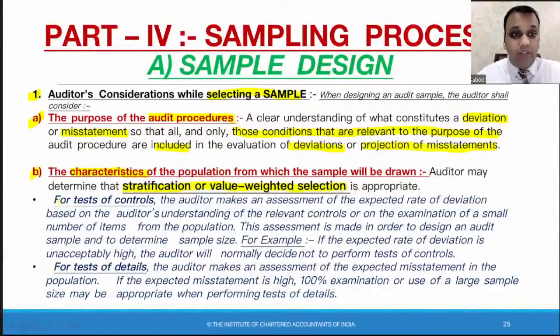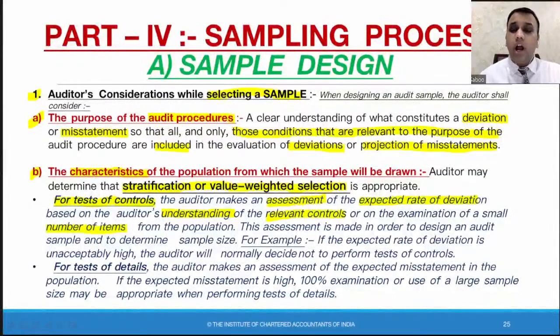So in the case of test of controls, or as I have come to know about it from Saurabh today, TOC, for test of controls, so what were the controls? The internal controls within the organization, and we test those controls, whether they are weak or strong. So for test of controls, the auditor makes an assessment of the expected rate of deviation based on his understanding of the relevant controls or on the examination of a small number of items.